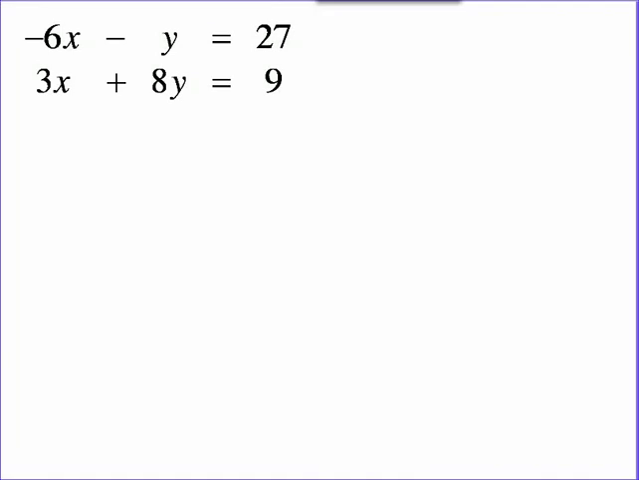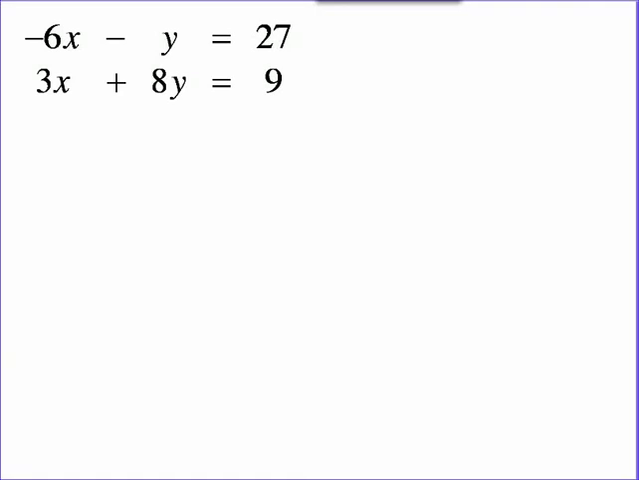-6x minus y equals 27, and 3x plus 8y equals 9. So once again, we're going to look to substitution today. So what variable do you think you're going to solve for? Y. The first y, yep.